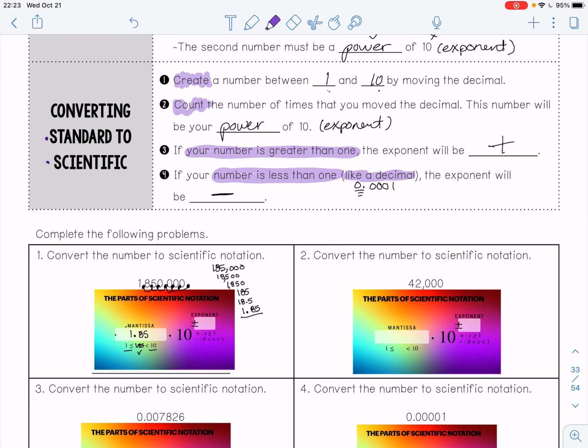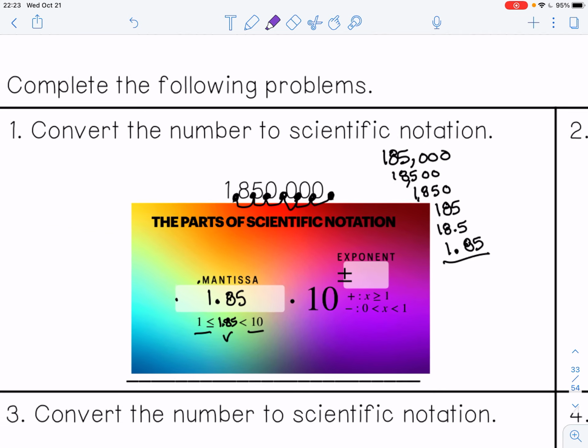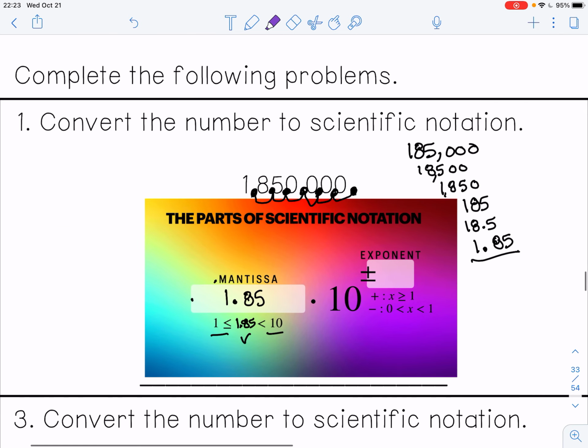So the rules up here say count the number of times you move the decimal point. Okay? So let's just count how many times we had to move it. We had to move it once, twice, 3 times, 4 times, 5 times, 6 times. We had to move it 6 total times. So that means our exponent should be 6. Now we need to decide if it's going to be a positive 6 or a negative 6.